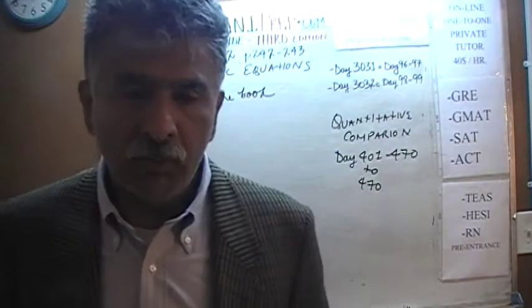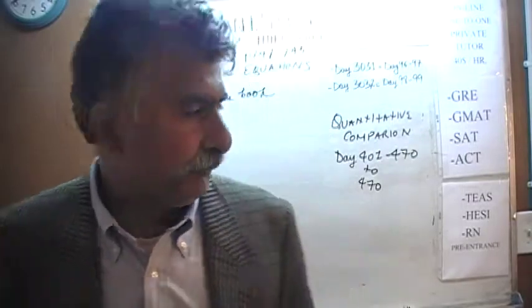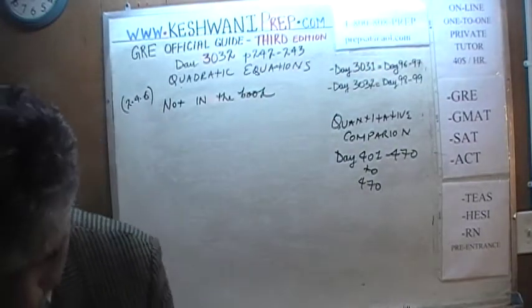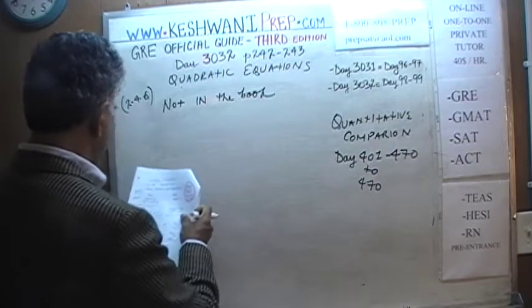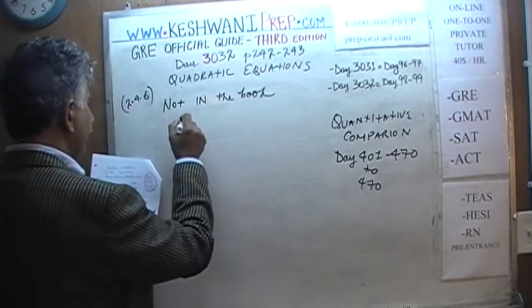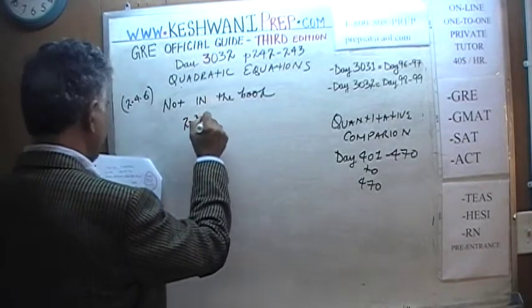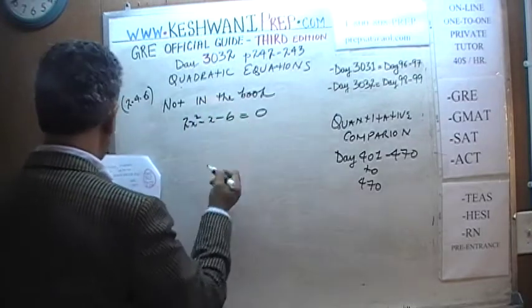Practice as many as you can. The more you practice, obviously, the better you're going to get at those questions, because quantitative comparison questions sometimes can be very tricky. Here's the first one for you as a homework. So, here's what is given to us. We are given an equation here: 2x squared minus x minus 6 is equal to 0.